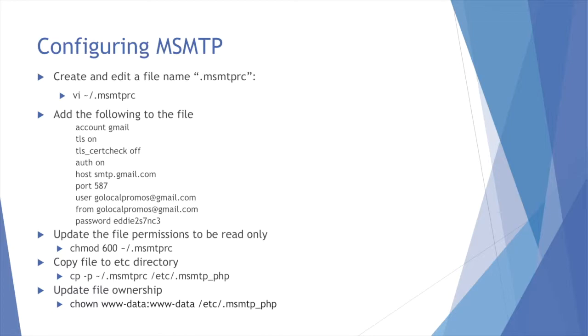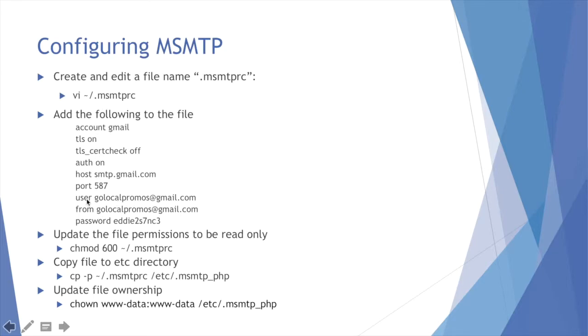Next step will be to configure the MSMTP. You can do so by creating a file called .msmtprc, and the dot in front of it means that it's hidden. So once you edit it with vi or any other editor you like, you can add this information here.